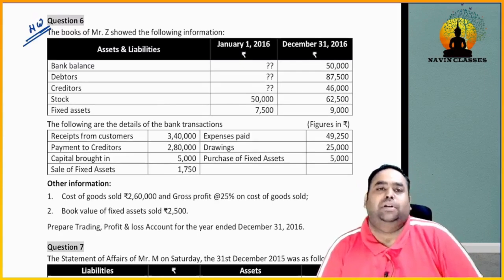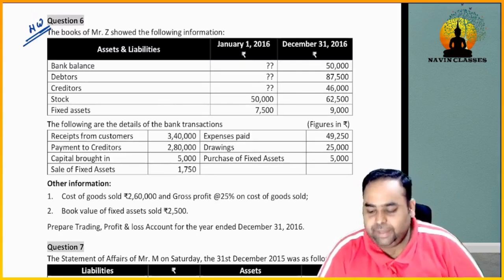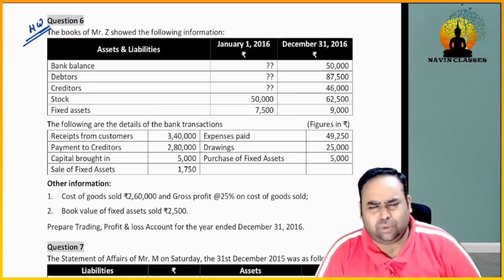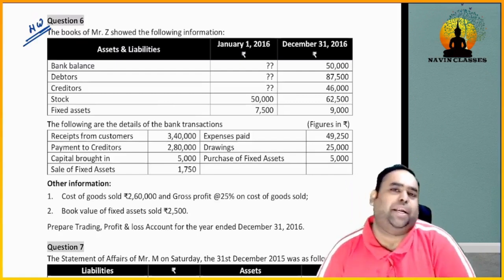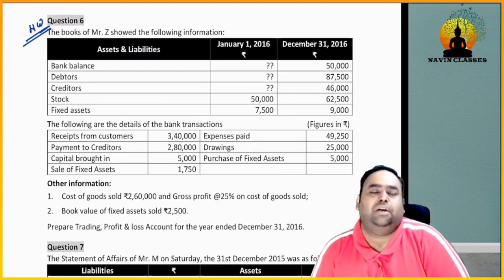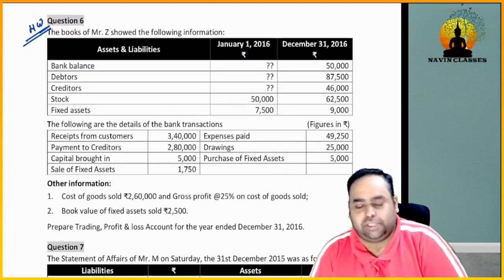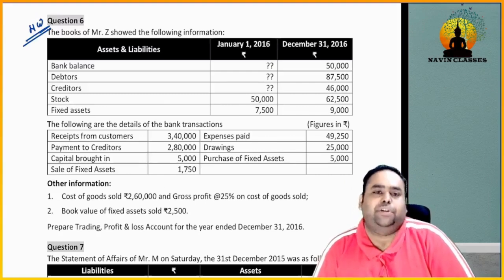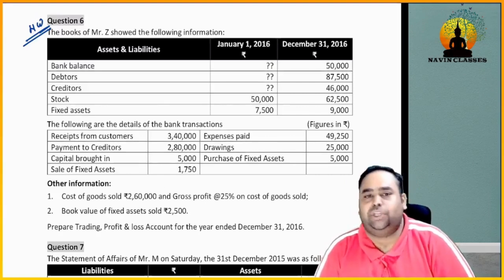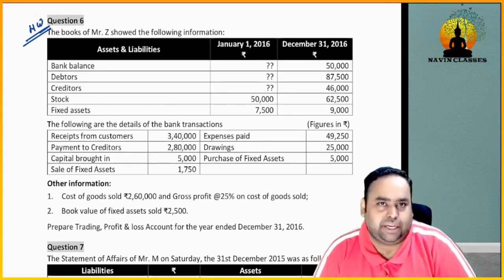So let me tell you, in the last class, we were practicing questions on single entry. We solved 2 questions in last class and we were practicing them to prepare final accounts from incomplete records. I had given you one question as homework. It was question number 6. You had to try this at home.